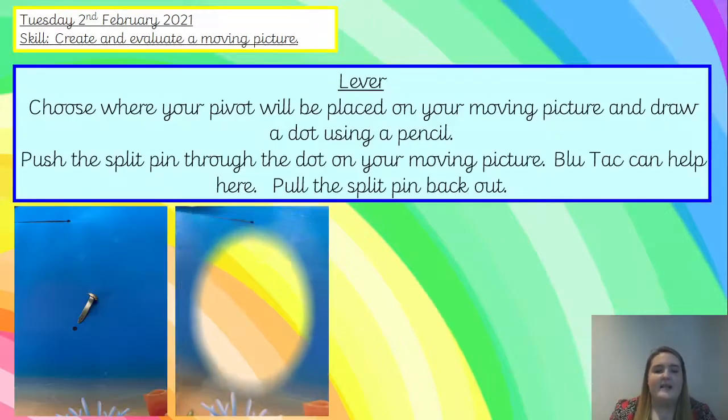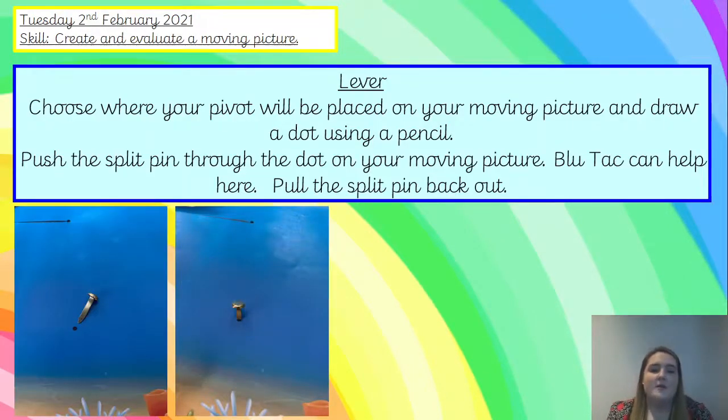Okay, finally then, in order to make a lever, you're going to choose where your pivot will be placed on your moving picture and draw a dot using a pencil, or I've used a black pen. Okay, you're going to push the split pin through the dot on your moving picture, so that was my dot there, and I've pushed my split pin straight through, and I also put a bit of blue tack underneath, just because it helps push the split pin through the paper. Blue tack can really help you do that quite easily.